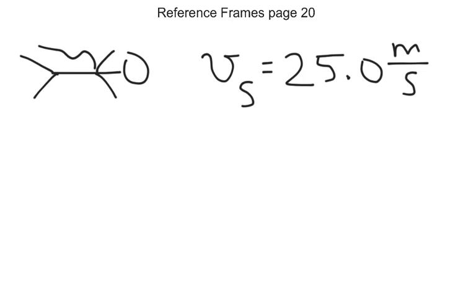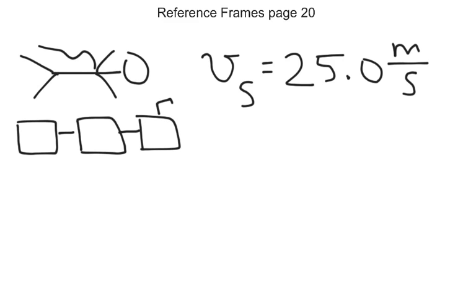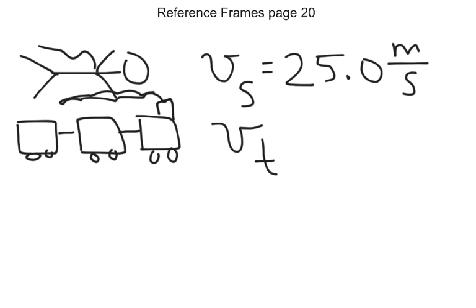We also have a train traveling at a speed of 13.9 meters per second relative to the ground. My question to you is this: what is the speed of Superman relative to the speed of the train?